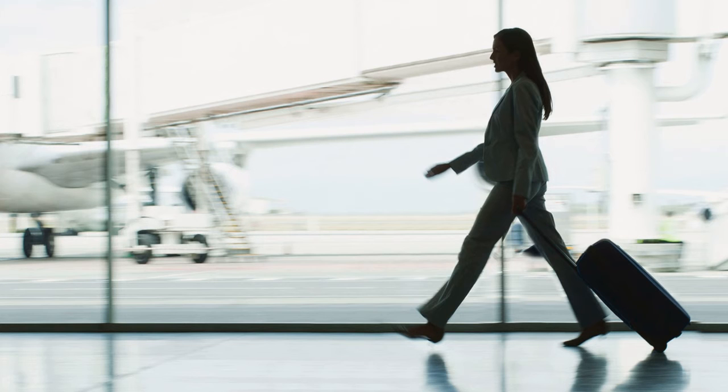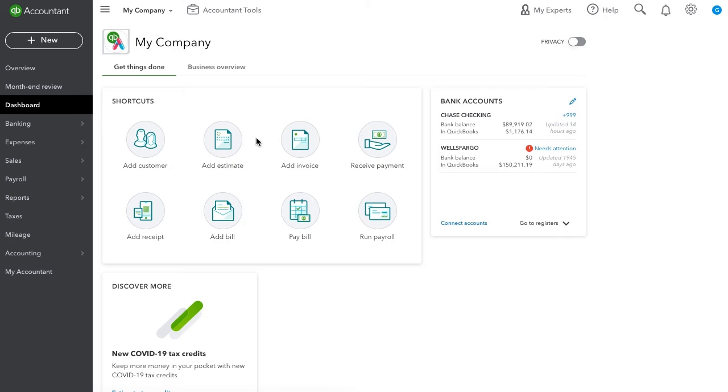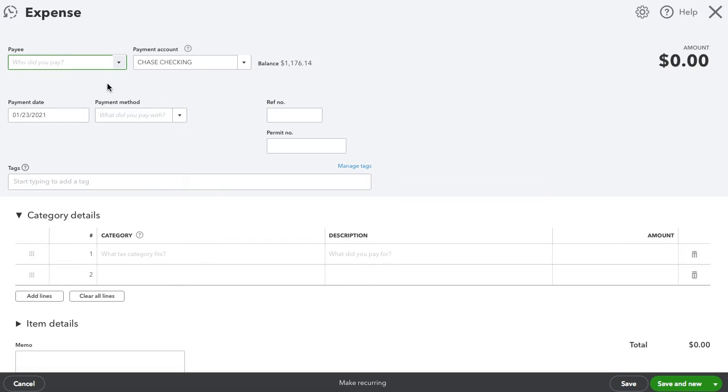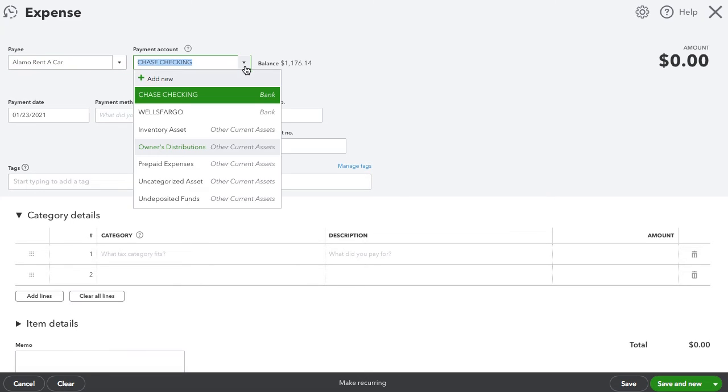Let's see how to deal with Case 2. The owner found an expense in his personal account for a rented vehicle, hotel, and some restaurants on a business trip to Houston, Texas. We should create the expense, but point it not to the company's bank accounts but to an account called Owner's Distributions.